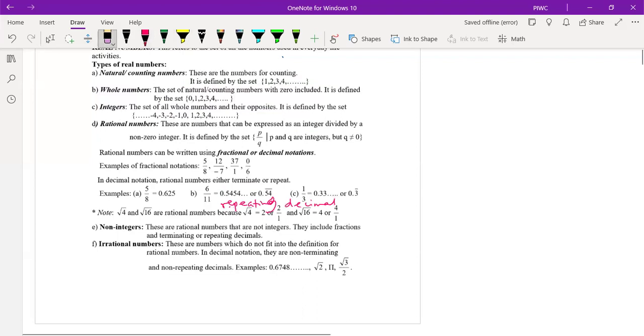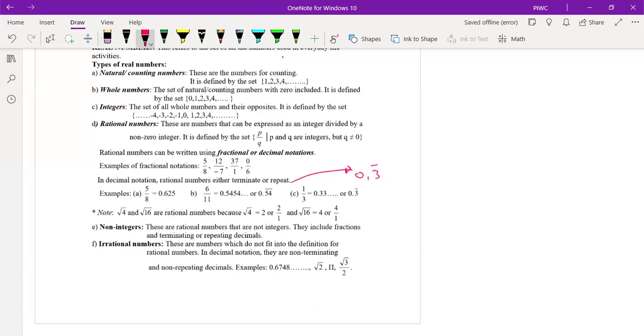Let's take 1/3. If you change it to a decimal, you get 0.3333 with dots at the end. So instead of writing it this way, you can write it as 0.3 with a bar over the 3, because the 3 repeats. Write it once and put a bar over it. This is another example of a repeating decimal.